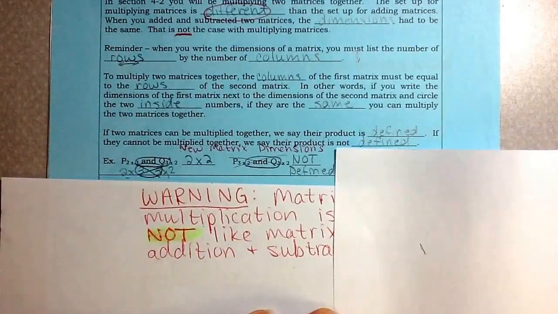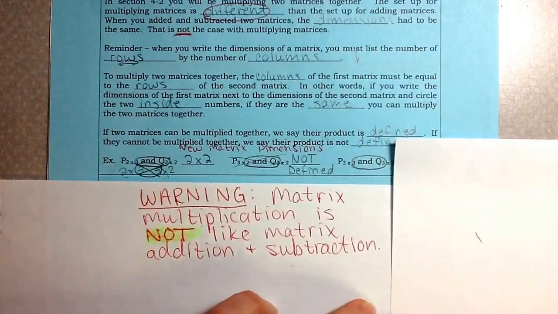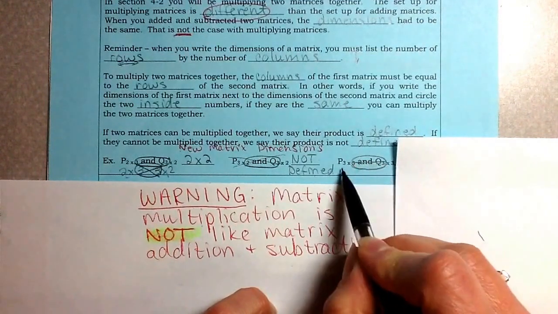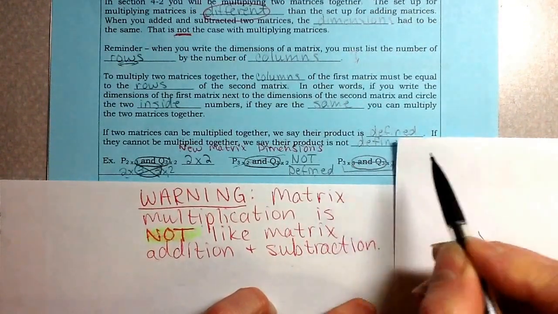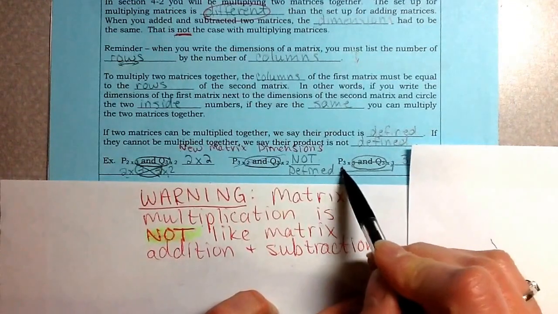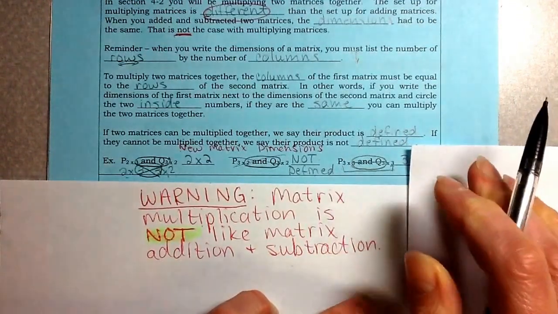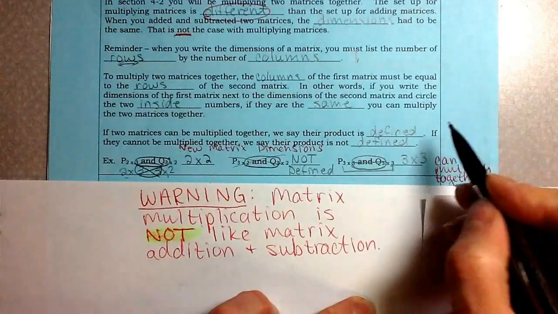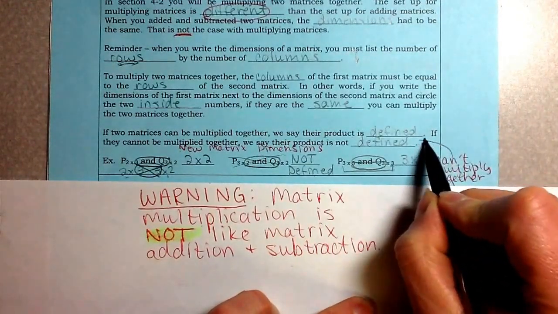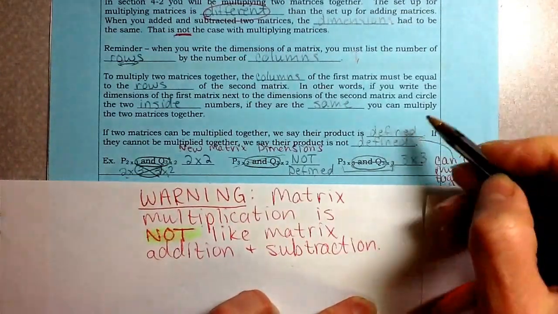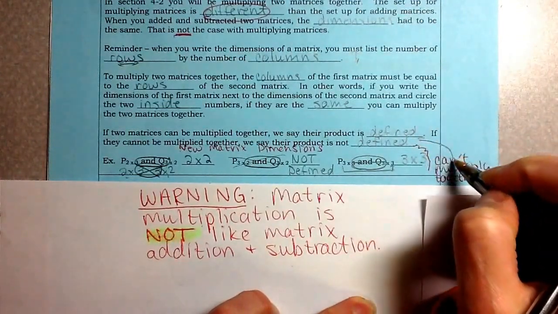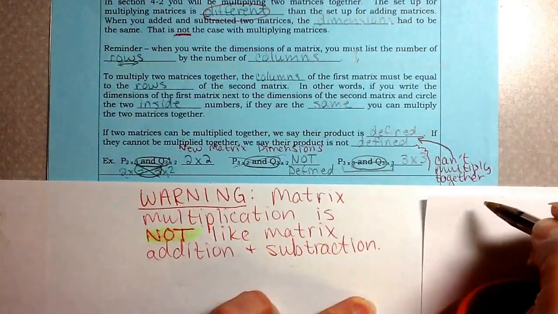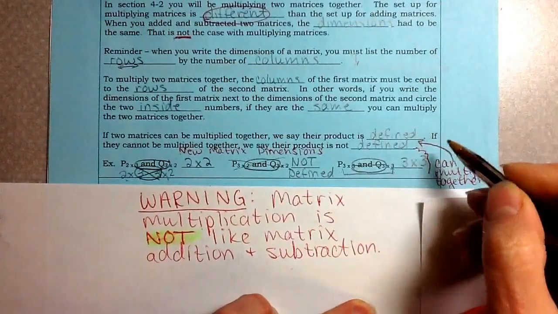Next one, we have P and Q. Here the two inside numbers are the same. So once we say that those are the same, we take the two outside numbers. So it's going to be the rows of the first one and the columns of the second one. So it would be a 3 by 3. This is kind of confusing here. Let me just do this. If a product is not defined, that means you can't multiply them together. This we can multiply together.